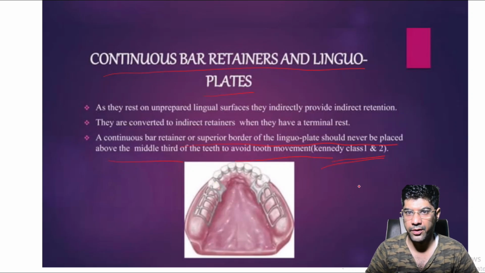So what role do continuous bar retainers and lingual plates play in providing indirect retention? The continuous bar retainers and lingual plates help with the indirect retention by providing additional support, especially when they include a terminal rest. So whenever there is a terminal rest.